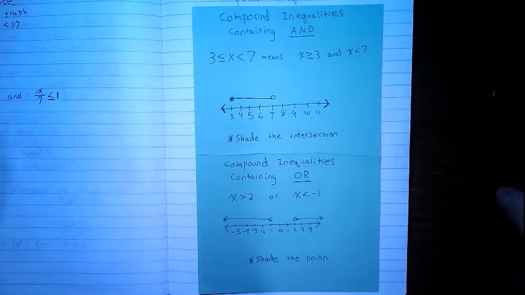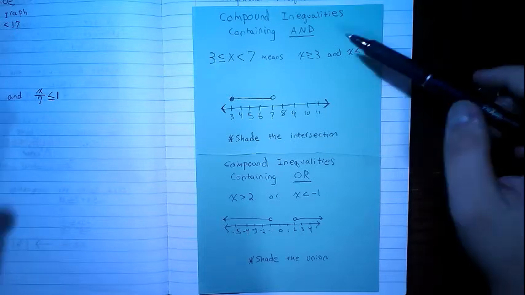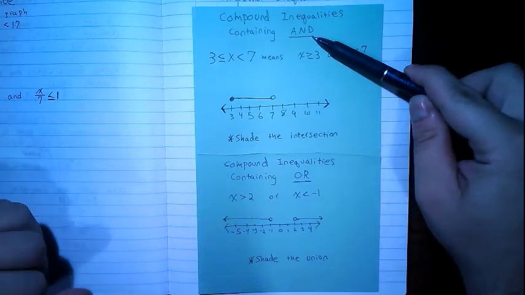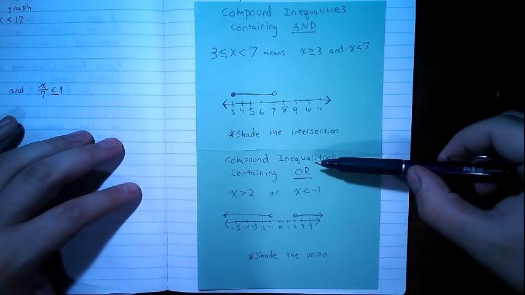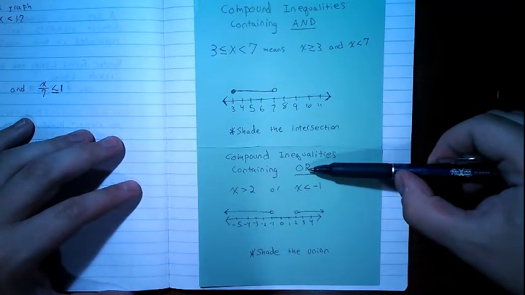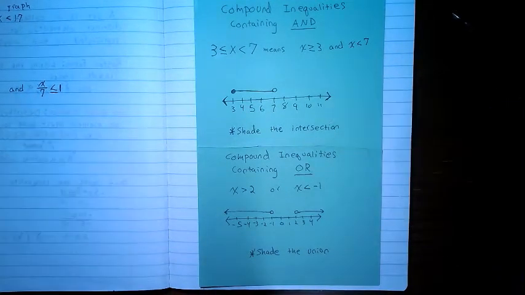Alright, so let's talk about the two types of compound inequalities. There are compound inequalities containing and, and compound inequalities containing or. Let's talk about what that means, what the difference is.